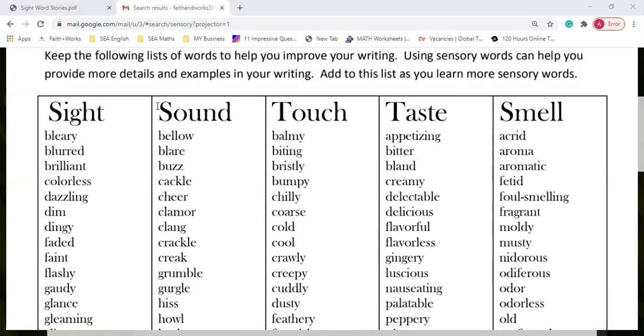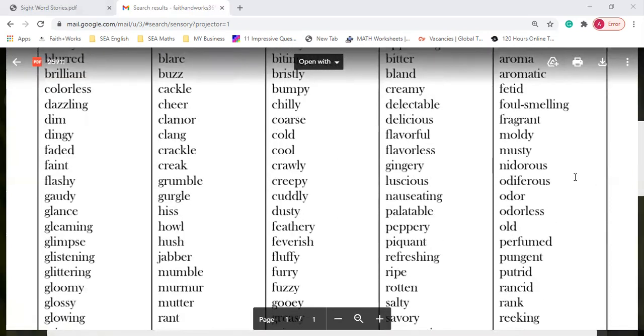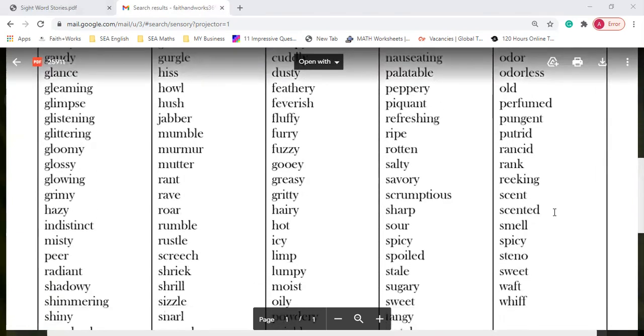Smell: acrid, aromatic, heated, foul smelling, fragrant, moldy, musty, nitrous, odoriferous, odorless, old, perfumed, pungent, putrid, rancid, rank, reeking, scented, smells, spicy, stench, sweet, waft, whiff. Right.